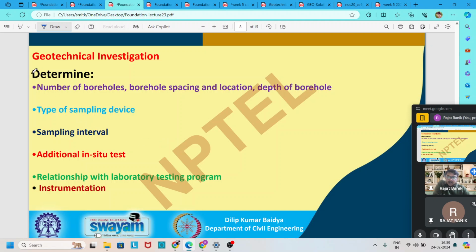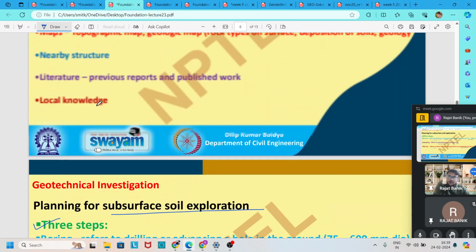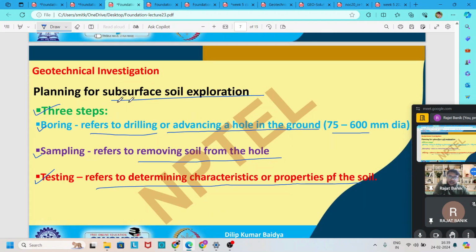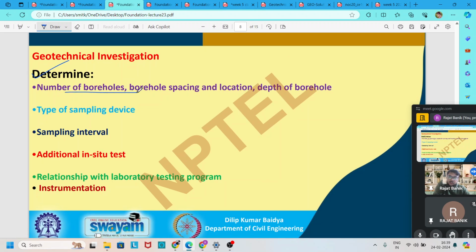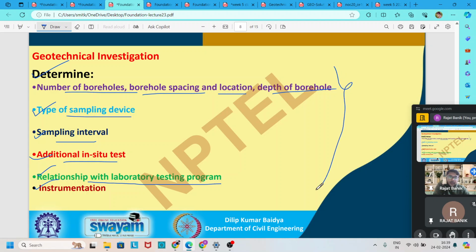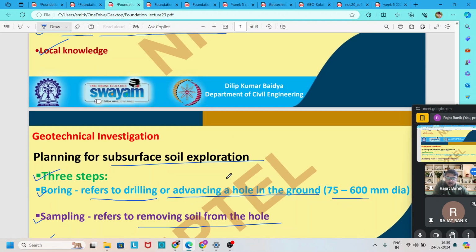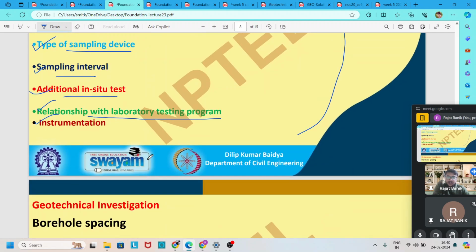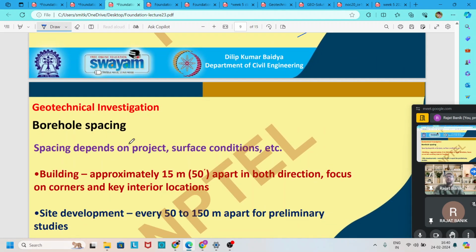So they have to determine, before going to subsurface exploration, the number of boreholes, borehole spacing, location, depth of borehole, and also the types of sampling device, sampling interval, additional in situ tests, the relationship with the laboratory testing program, and instrumentation. So all these things they have to plan before going to detailed subsurface exploration.